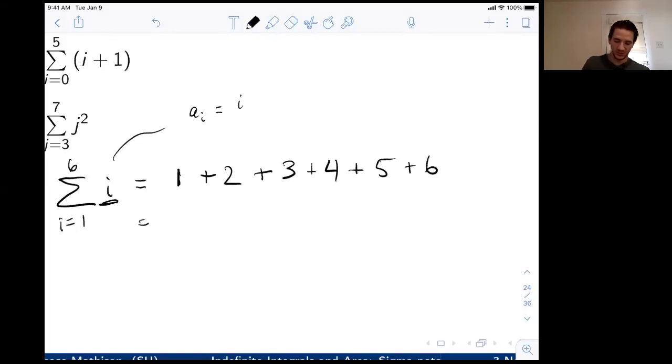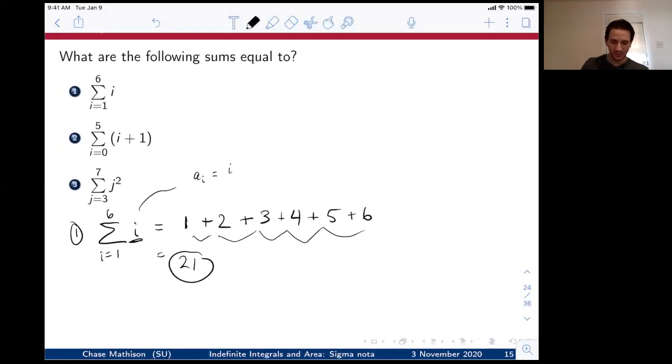So simplifying this, I'm going to get 1 plus 2 is 3, plus 3 is 6, plus 4 is 10, plus 5 is 15, plus 6 is 21. Okay, so number 1, we get 21 for the sum.